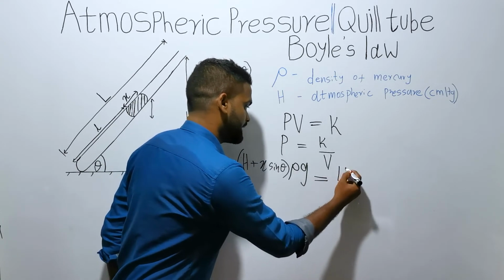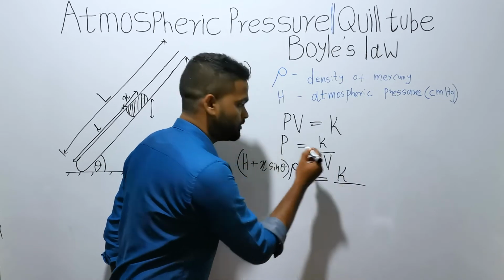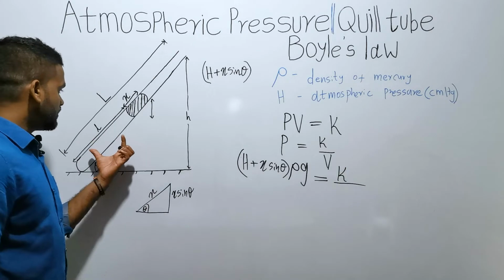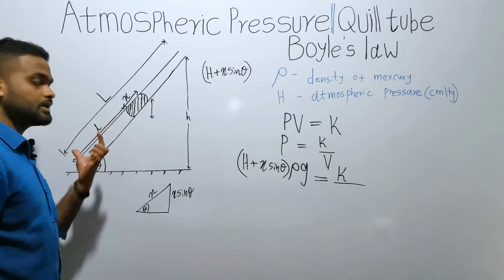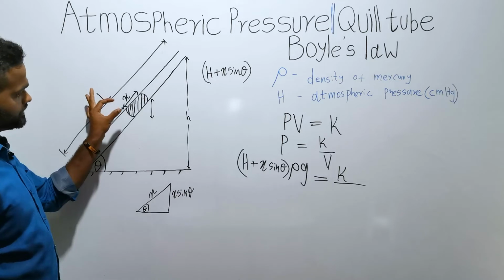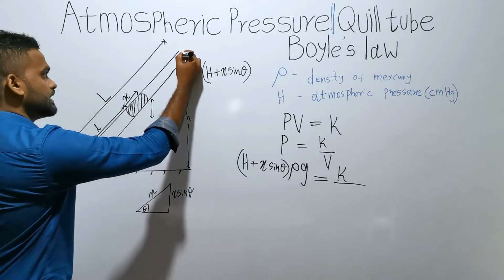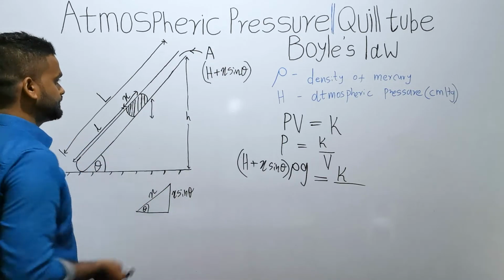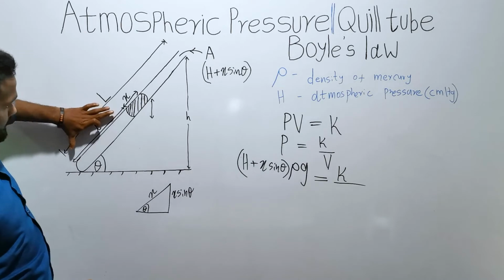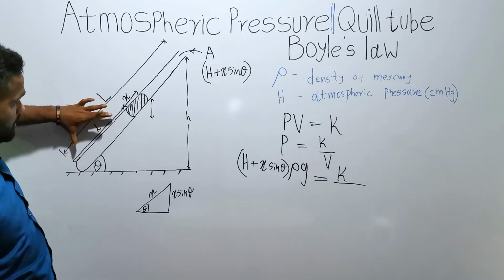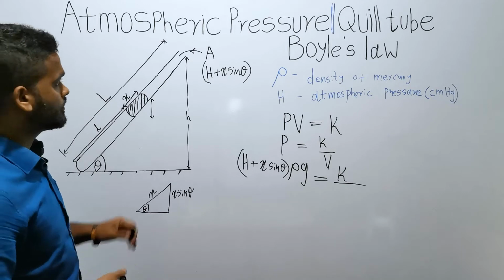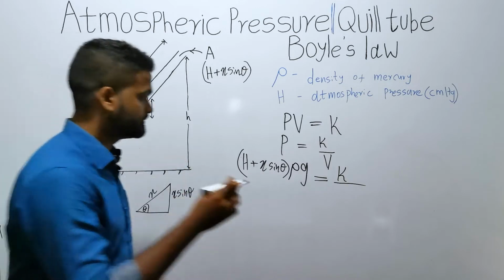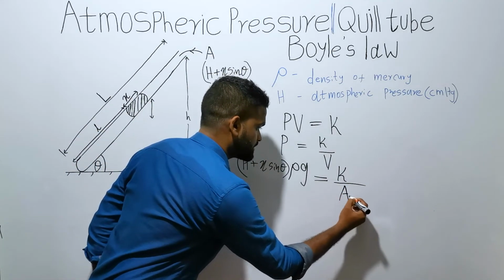And let's write K. Then we have the volume, the volume of the trapped air. We know that the cross-sectional area, the internal cross-sectional area of the Quill tube, is capital A, and the length of the trapped air column is simple l. So the volume of trapped air should be A times l.